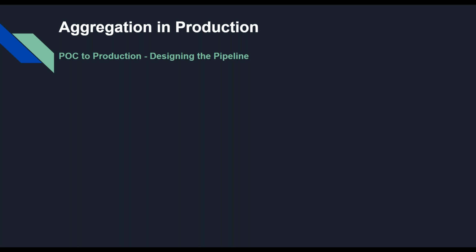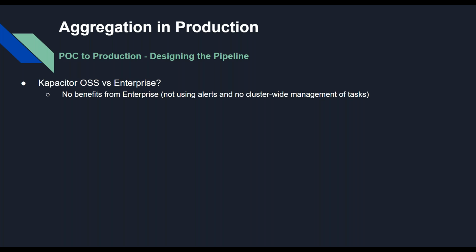So coming out of the POC, as we were getting ready to move to production, we knew that there were some questions we were going to have to work out. The first one for us was whether to use the open source version of Kapacitor or the enterprise version. And for us, this was really simple. We went with the open source because there were no benefits for us in the enterprise.